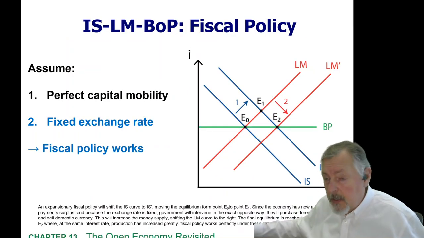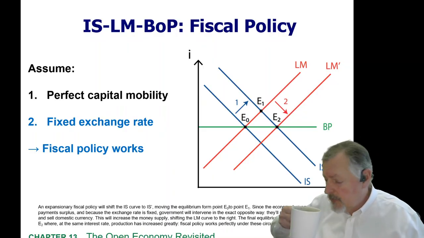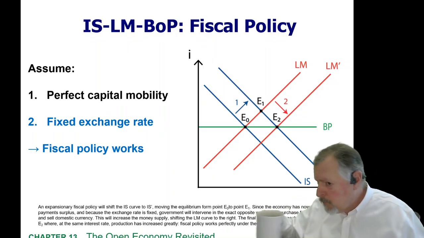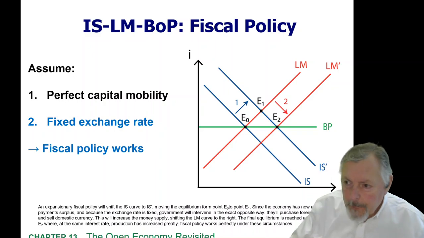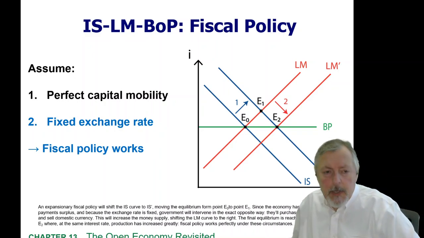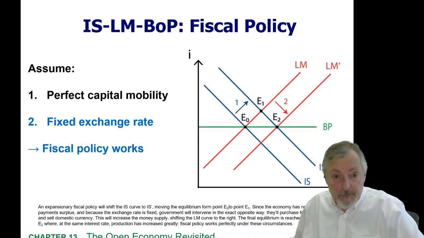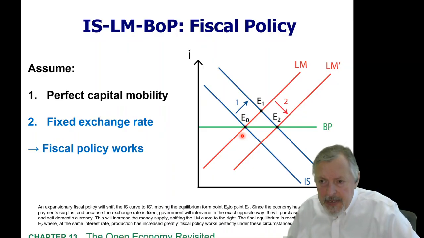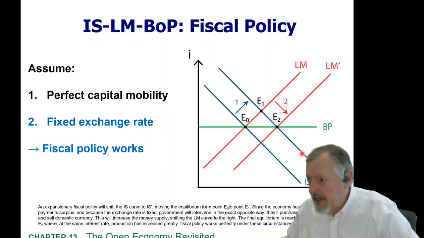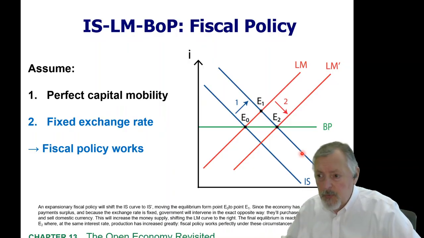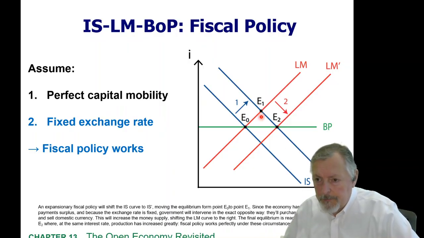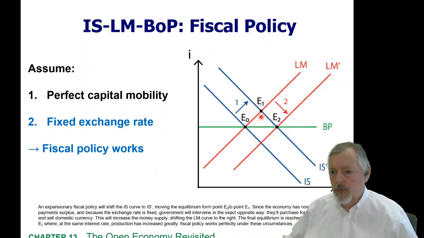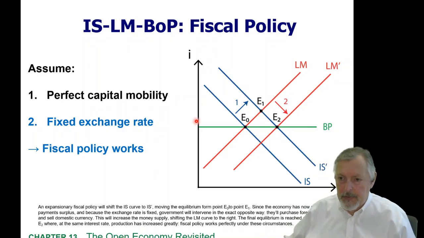Now, let's look at fiscal policy in a fixed exchange rate regime. Assume you want to increase the size of your economy by increasing government spending. So you start here at E0, and government spending increases, and the IS curve moves from IS to IS prime. And the equilibrium would move from E0 to E1. But this causes your domestic interest rate to be above the world rate. It's here instead of here.